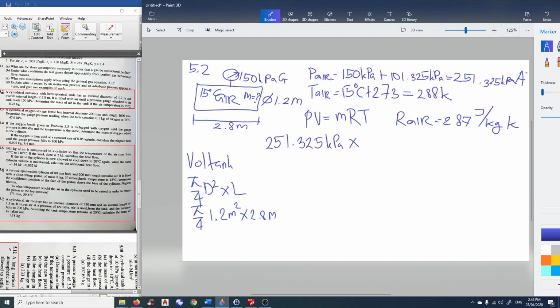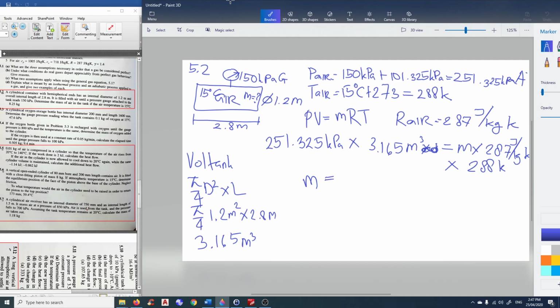So if you put it in the calculator, 1.2 squared divided by 4 multiplied by 3.14 multiplied by 2.8 is 3.165 cubic meter. So you put it here, 3.165 cubic meter times 251.325 kPa equal to mass of the air multiplied by 287 multiplied by 288 K, where R is in joule per kilogram Kelvin. Solving this equation, the mass is equal to 8.249 kilogram.